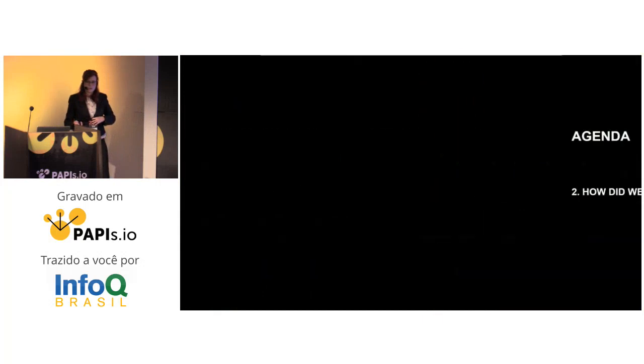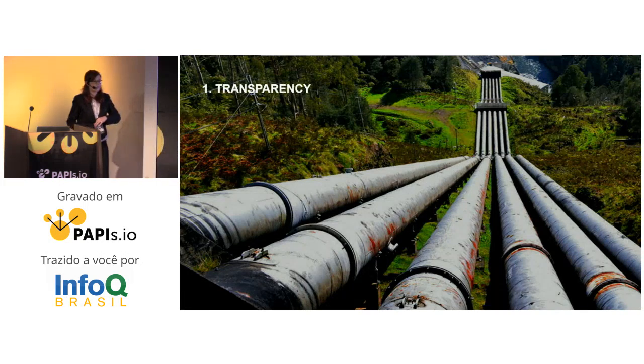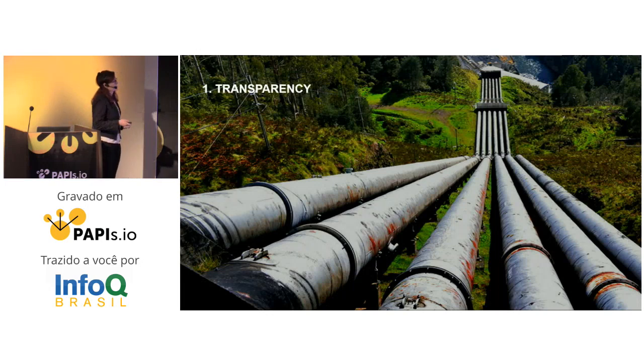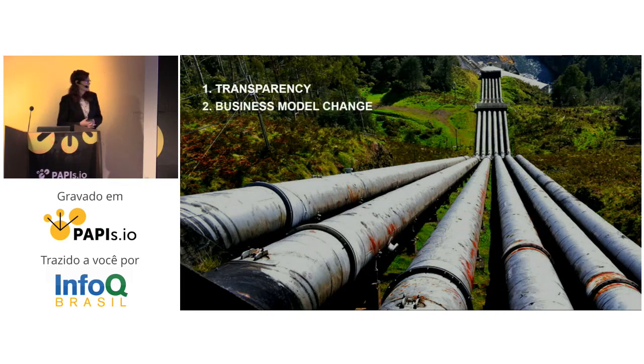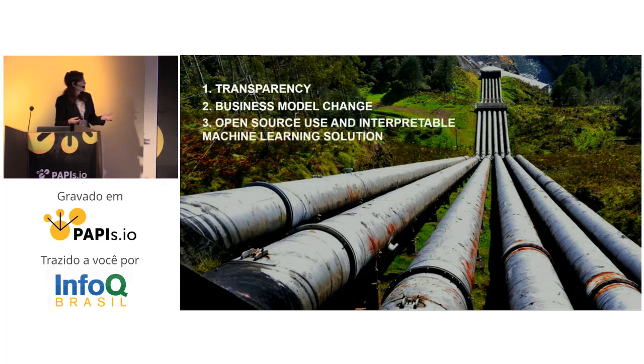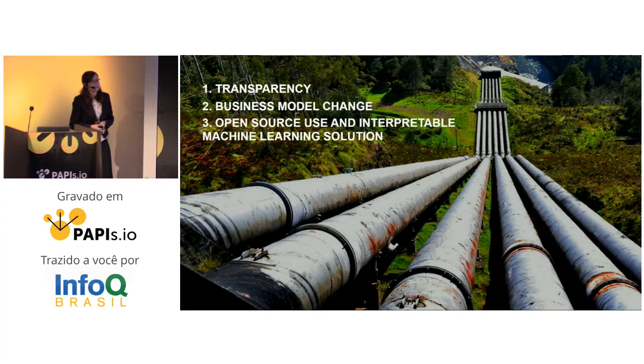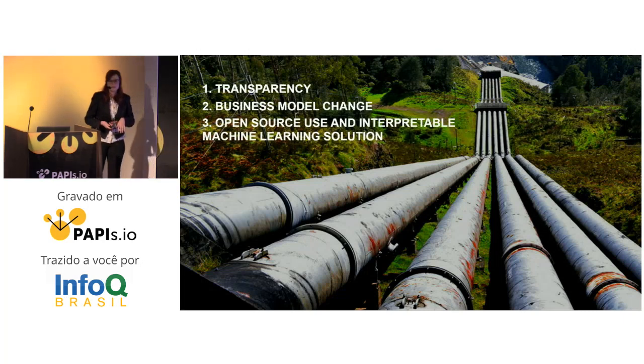Well, how did we solve the problem? First of all, it was with transparency, because we told the client that we didn't know how to solve the problem, but we had an idea using machine learning techniques. So the client knew that we could solve the problem, or we had an idea on how to solve the problem. We used an open source and an interpretable machine learning solution. So the client knew everything we were doing, and the client was able even to do some improvements on the model during the project, helping us solve the problem.